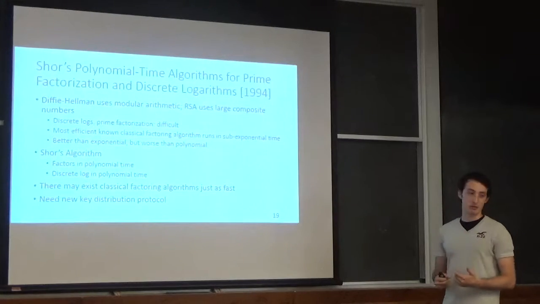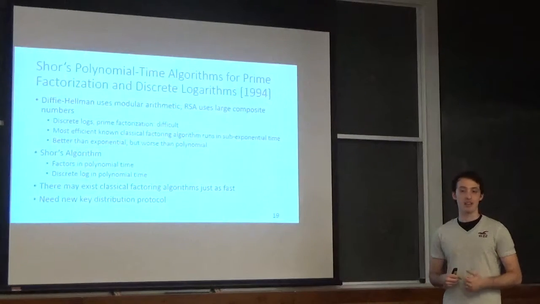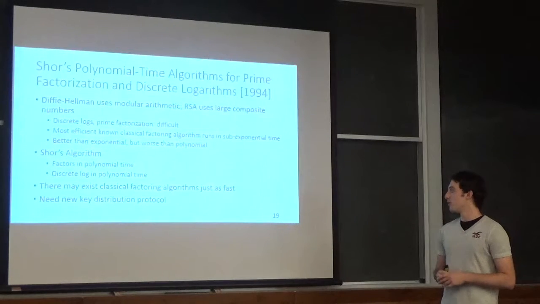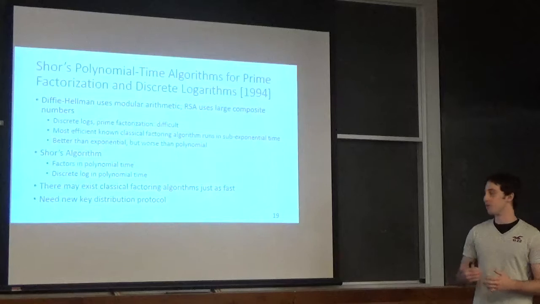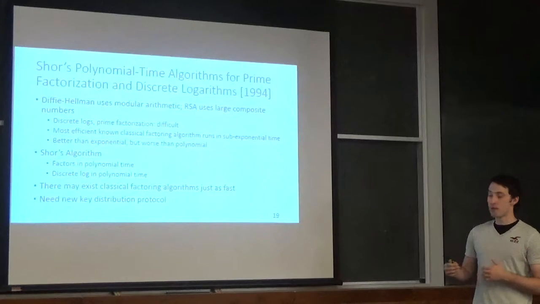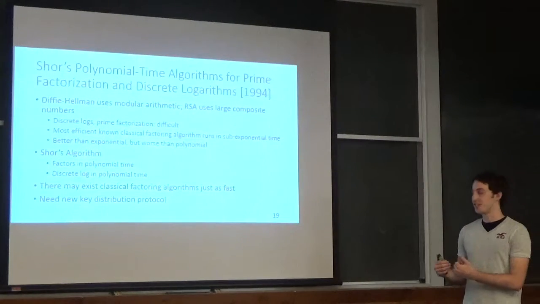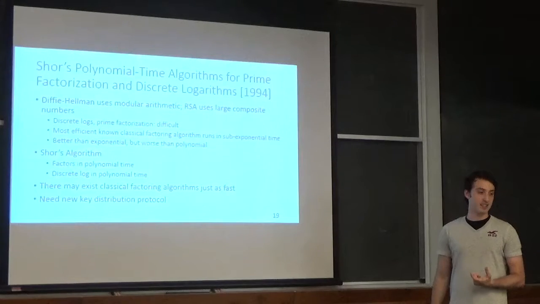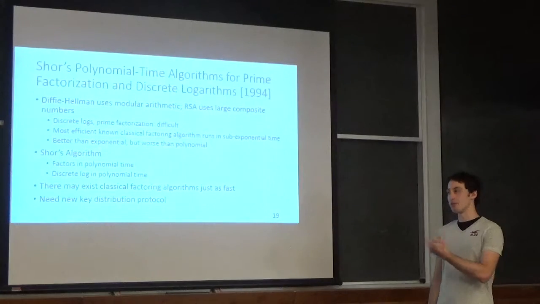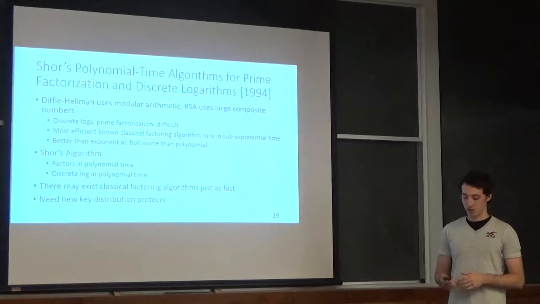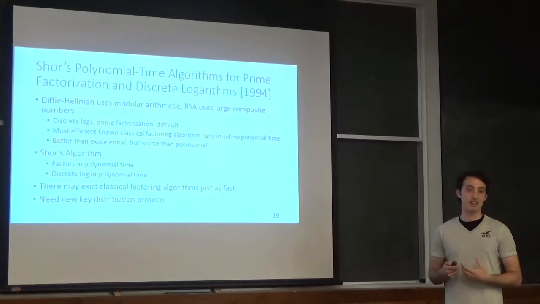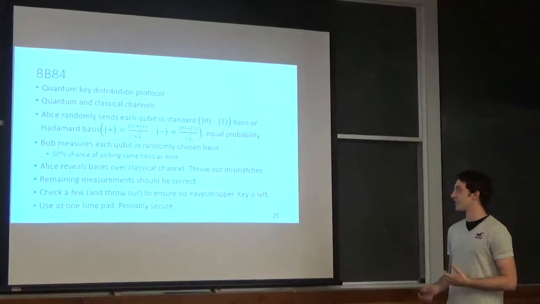So classically, again, we find these problems very hard, in about exponential time, but with Shor's method, it's actually polynomial time, scaling with the size of the input. So although there may be classical factoring algorithms that are just as good, it suffices now, before quantum computers have been implemented, to use RSA and Diffie-Hellman, but we're going to need a new key distribution protocol if we want to maintain our secure cryptographic communication.